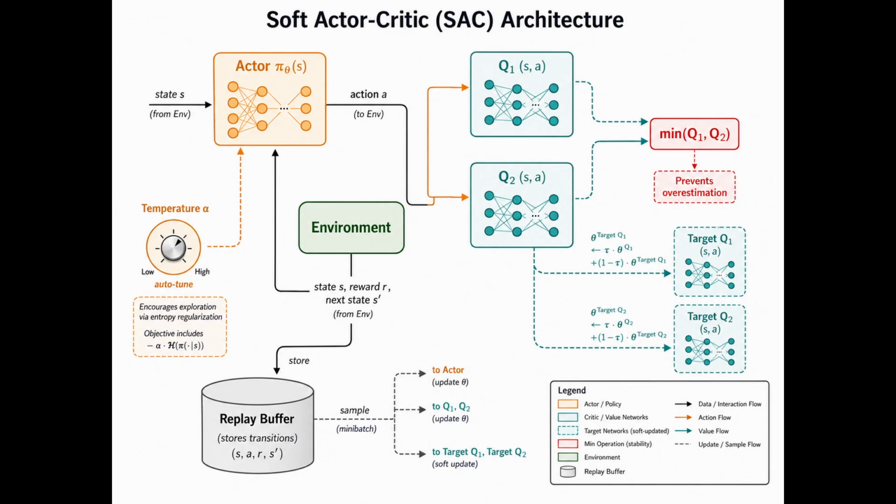The three losses in SAC. Critic loss. L_Q equals E of (Q of s, a minus y) squared, where y equals r plus gamma times min over i of Q target_i of s prime, a tilde prime, minus alpha times log pi of a tilde prime given s prime. Actor loss, L_pi equals E of alpha times log pi of a given s minus min over i of Q_i of s, a. Temperature loss, L_alpha equals E of minus alpha times log pi of a given s plus H_target.